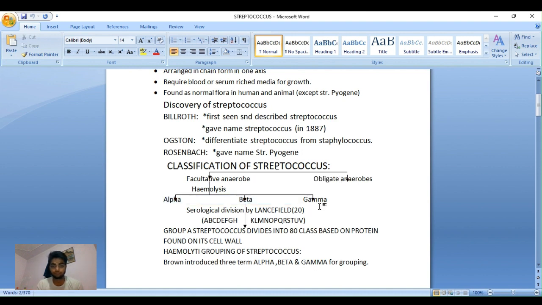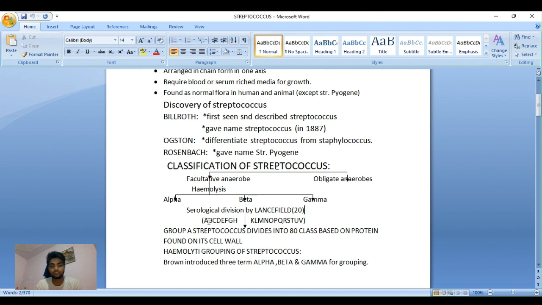And there is the gamma. Gamma means there is no kind of hemolysis taking place, no blood is hemolyzed, or broken down, so no heme protein is released. Then the beta hemolytic streptococcus is again divided into 20 groups based on serological division, serology meaning the serum present there.